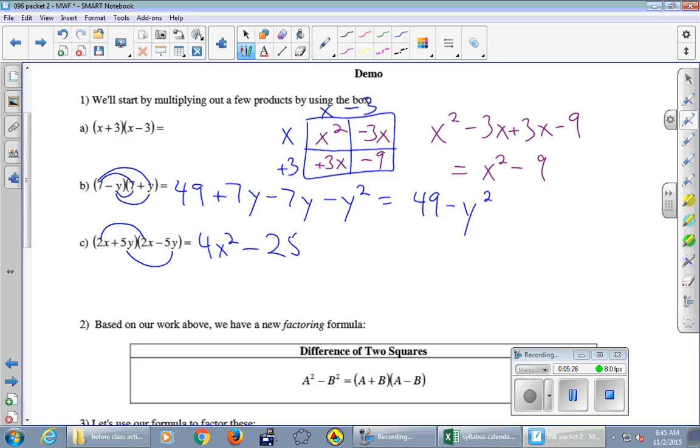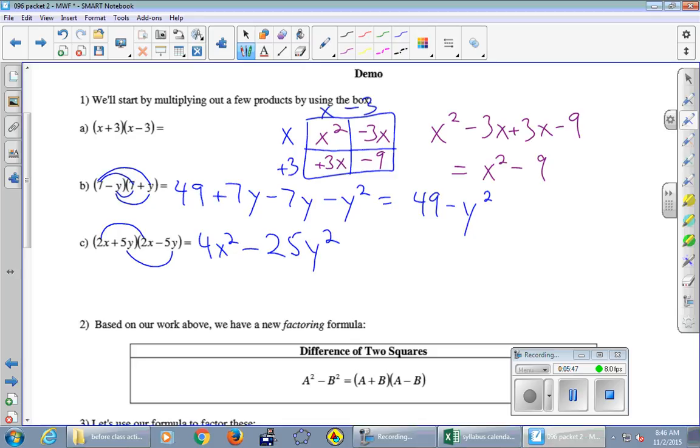Negative 25y squared. It's important to have that negative, right? One of them is a plus 5y, the other is negative 5y. So negative 25y squared. Okay, so easy enough to multiply those two things through. You don't need to memorize a shortcut that says, oh, magically the outers and inners cancel. But what I do want us to take away from this is how to go the other direction.